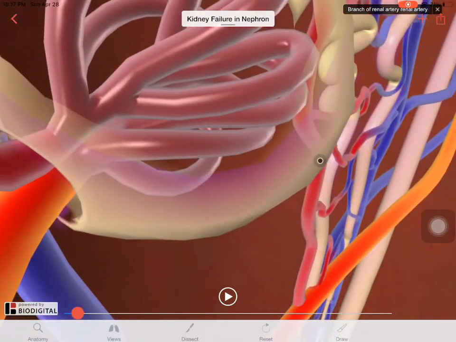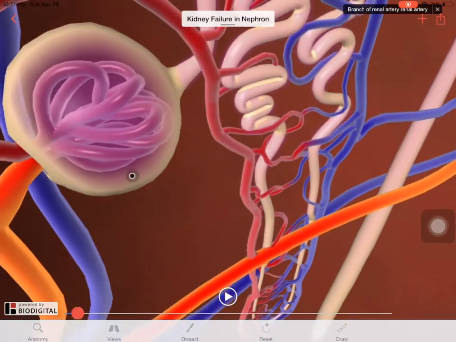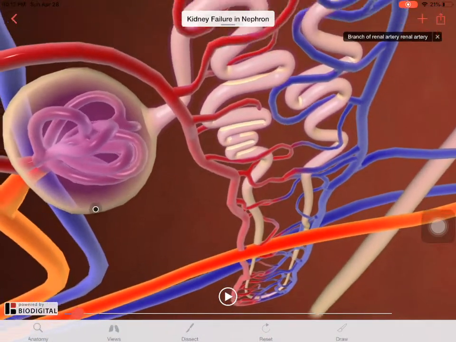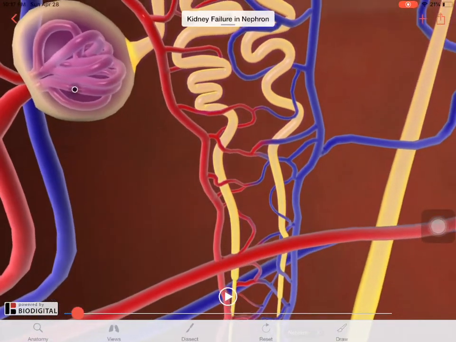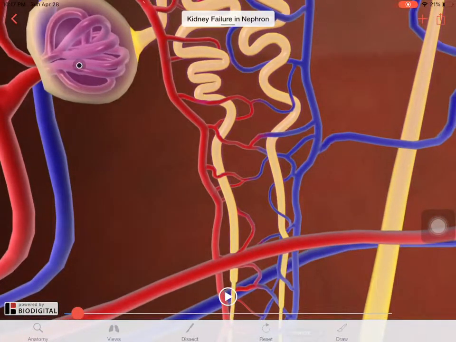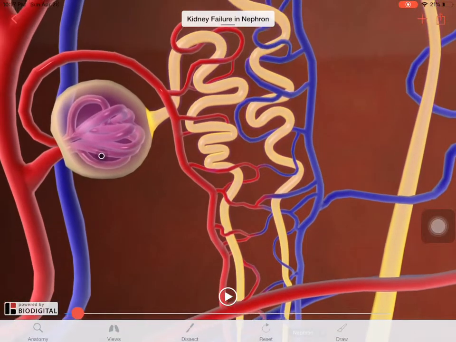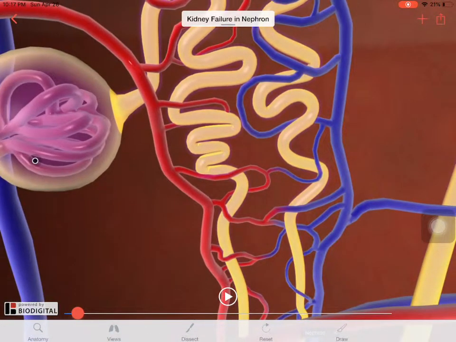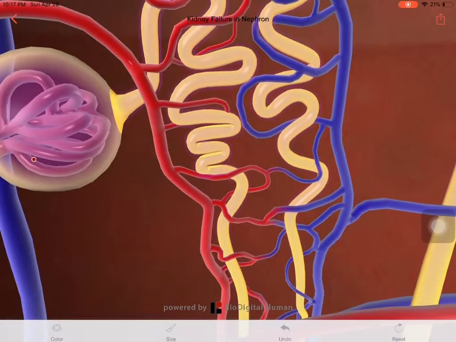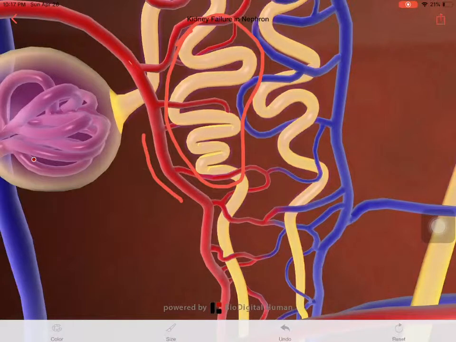After the filtration, the filtered material goes to the proximal convoluted tubule. This proximal convoluted tubular system is surrounded by the peritubular capillary network, and this peritubular network helps in reabsorption. Mostly 80% of reabsorption is carried out in the proximal convoluted tubule.